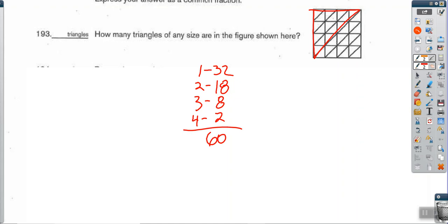Wait, one thing I noticed with this is the difference between 32 and 18 is 14. The difference between 18 and 8 is 10, and 8 and 2 is 6. So 14 is 4 more than 10, which in turn is 4 more than 6. I don't know if that makes sense to you all.